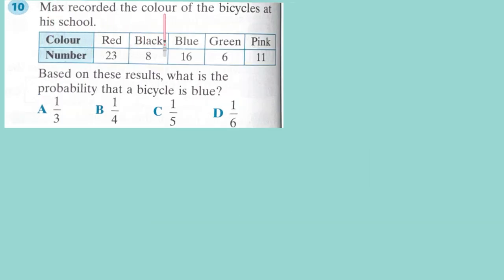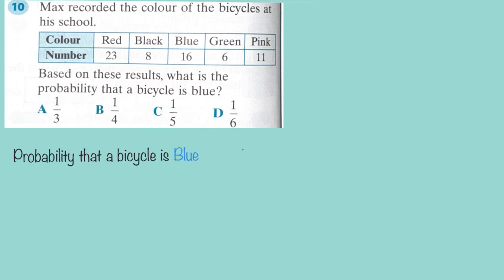Max recorded the color of the bicycles at his school, and there were 23 red bicycles, 8 black, 16 blue, 6 green, and 11 were pink. Based on these results, what is the probability that a bicycle is blue?